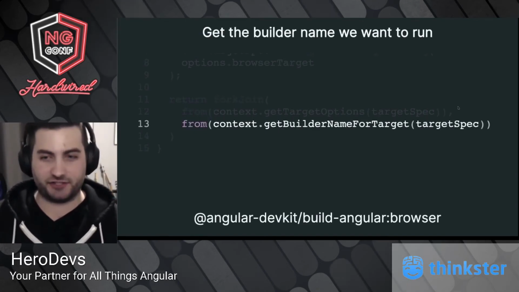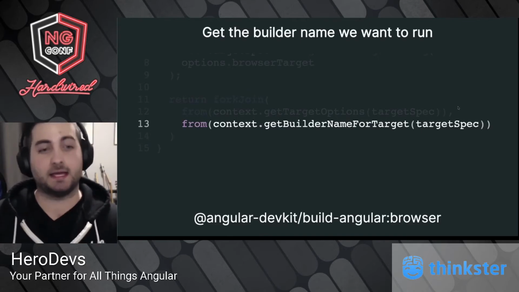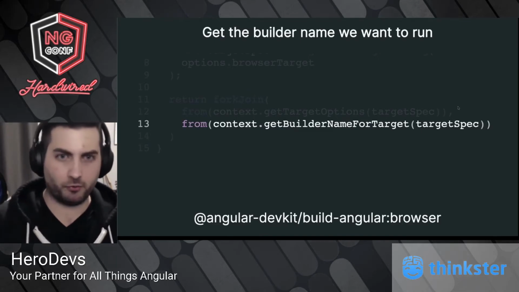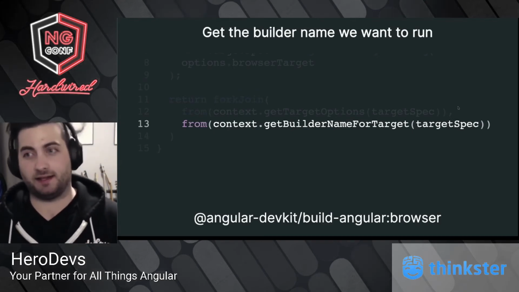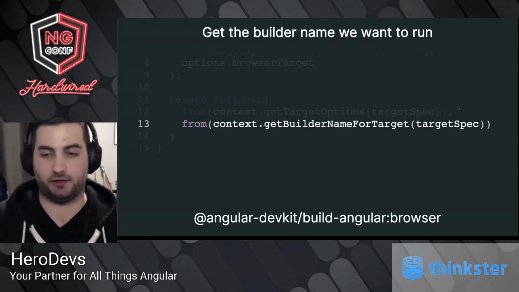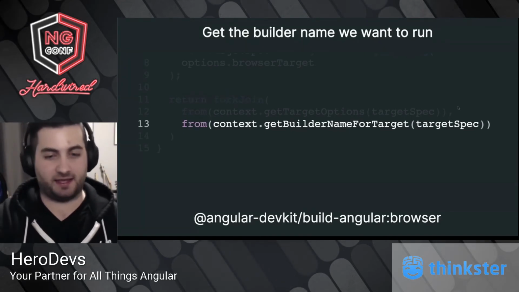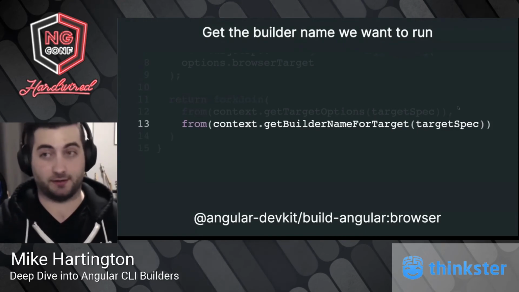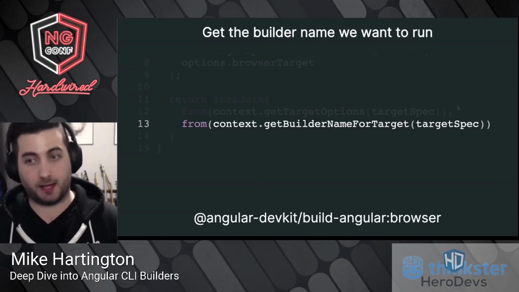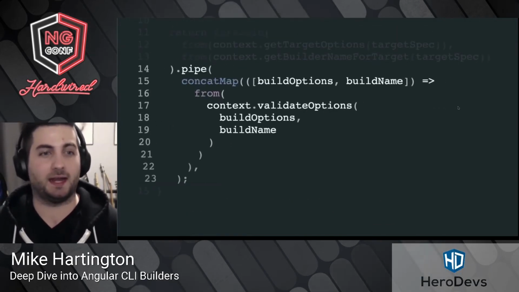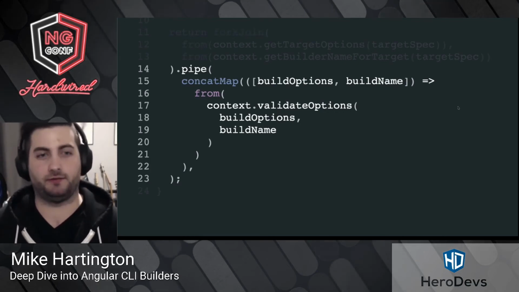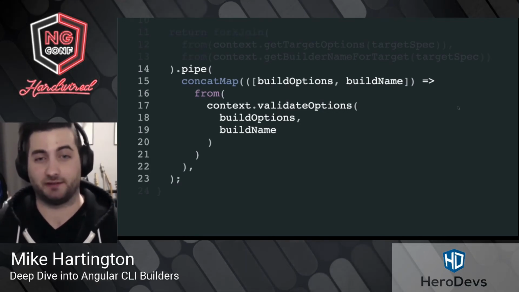From here, context.getBuilderName for target is actually just going to go ahead and get us the lookup or the builder key information here. So once we have the project, the architect, and then the configuration, we're just going to go ahead and get the builder key. So this would be something like Angular devkit / build Angular :browser. So it's that same kind of package lookup as before. And once we have both of these pieces of information, we're going to go ahead and pipe that into another function call from context called validate options.